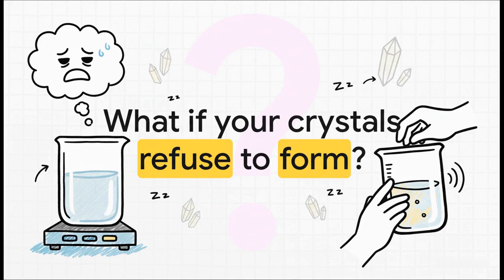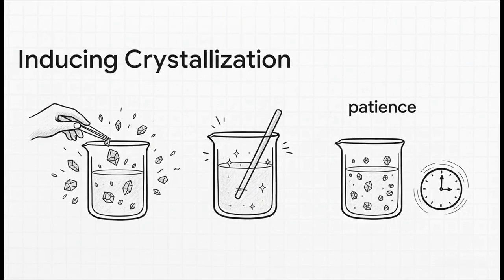What do you do? First of all, don't panic. You've got a few tricks up your sleeve. You can seed it by dropping in one tiny, perfect crystal of the pure stuff. That gives the other molecules a blueprint to start building on. Or you can scratch the inside of the flask with a glass rod. Those tiny, microscopic scratches on the glass give the crystals a place to start growing. And you know what? Sometimes the best tool you have is just patience. It can take hours, sometimes even days.